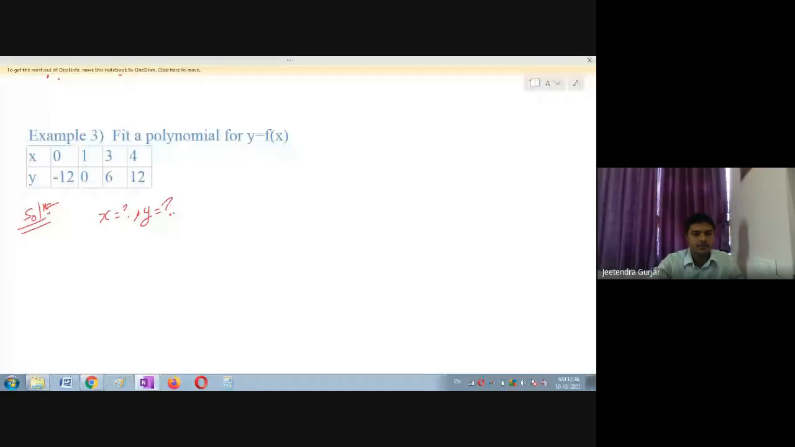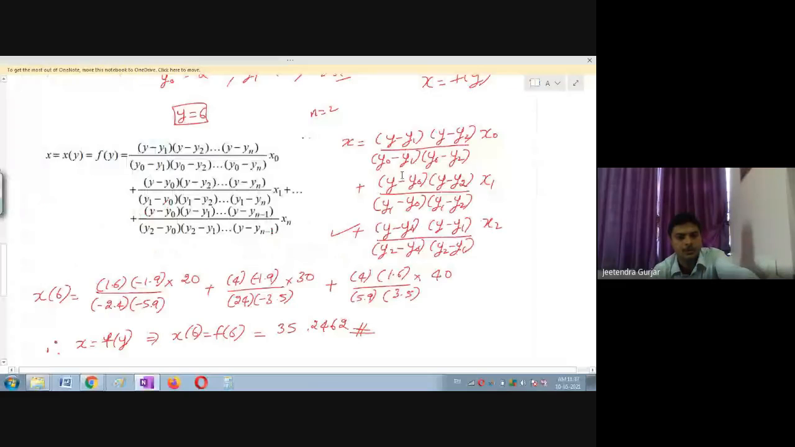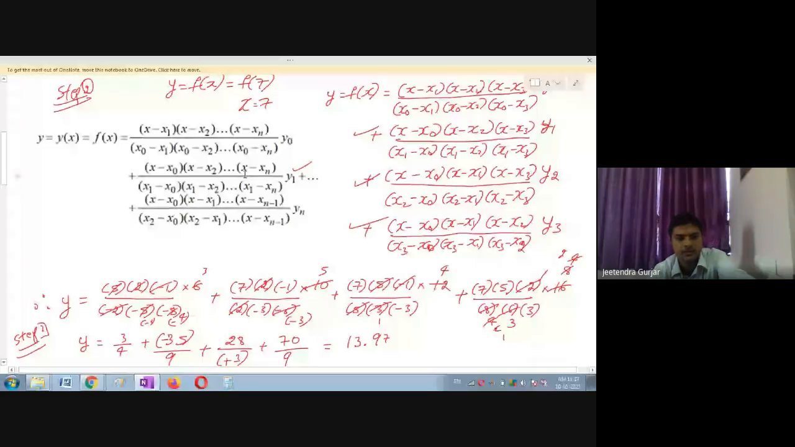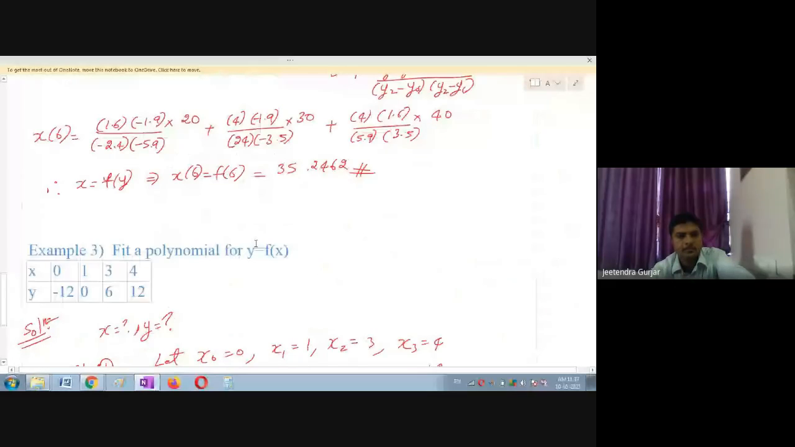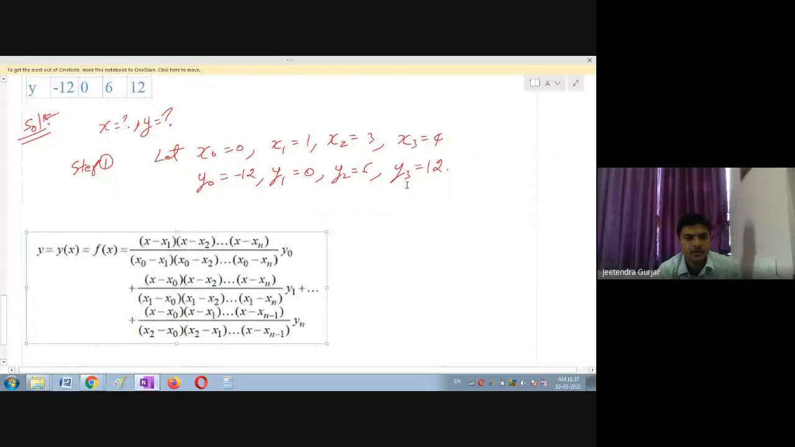Okay, step 1: let x0 is equal to 0, x1 is equal to 1, x2 is equal to 3, x3 is equal to 4. Then y0 is equal to minus 12, y1 is equal to 0, y2 is equal to 6, and y3 is equal to 12. Substitute in the formula, students. You're going to take the interpolation formula and substitute the values here. But we don't know what x and y are. So this is again n is equal to 3.